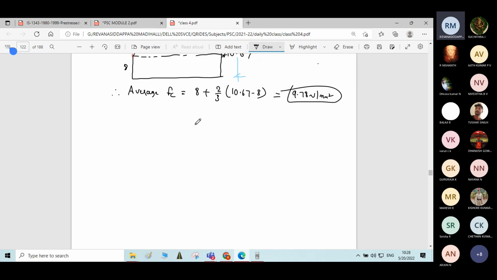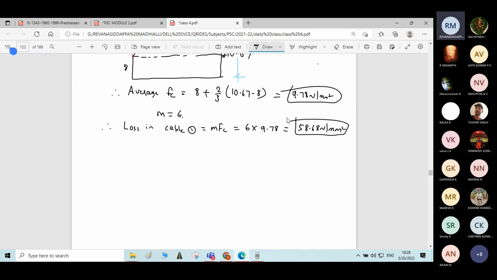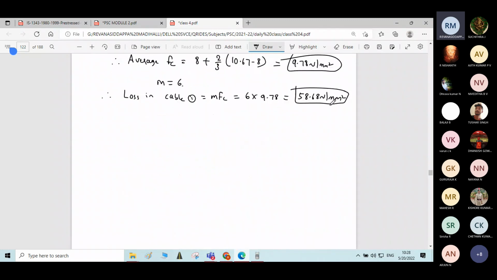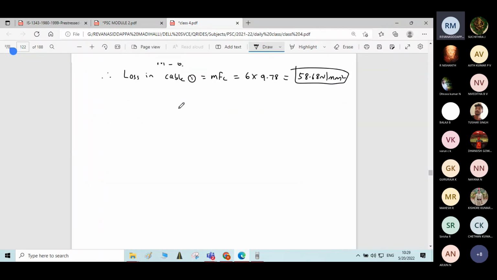And m is given as 6. Therefore, loss in cable 1 is equal to m into FC. M is given as 6, FC is 9.78. The answer is 58.68 Newton per mm square. Which means that when cable 2 is pulled and anchored, loss in cable 2 is 0 and loss in cable 1 is 58.68 Newton per mm square. Similarly, we have to do the calculation for cable 3, the third one.